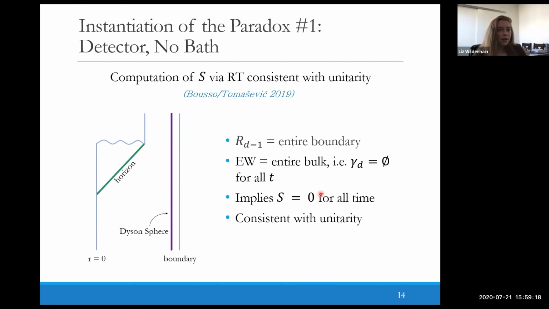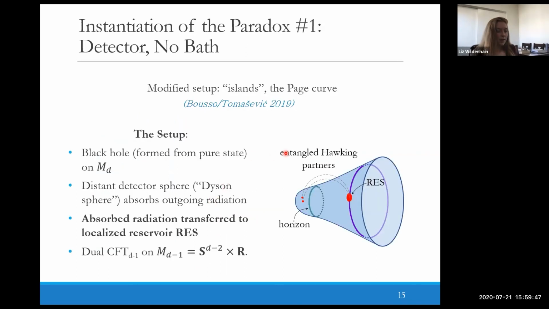And this is consistent with unitarity, because if we started with matter in a pure state, as we did by assumption, then we start with a pure boundary state with S equals zero, and we should expect the evolution, if it's unitary, to maintain the entropy of being zero on the boundary state. So this shows us an entropy that is consistent with unitarity.